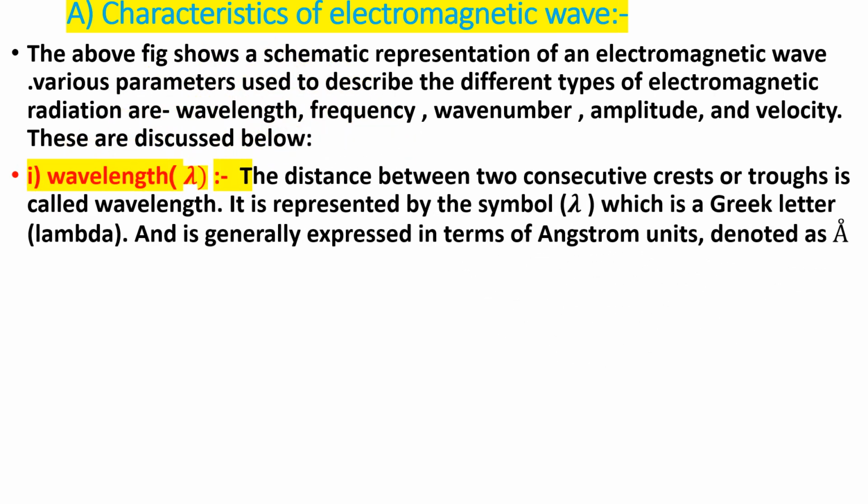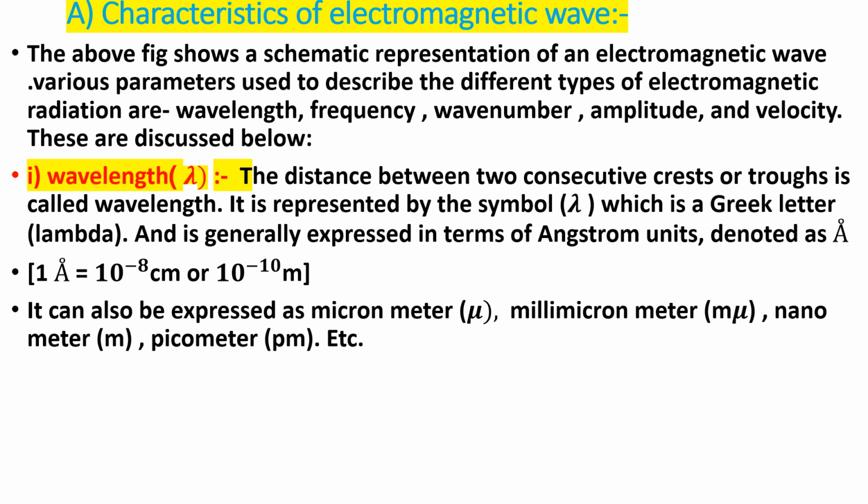First one, wavelength. The distance between two consecutive crests or troughs is called wavelength. It is represented by the symbol lambda, which is a Greek letter, and is generally expressed in terms of the angstrom unit, denoted by Å. 1 angstrom is equal to 10 raised to minus 8 centimeter or 10 raised to minus 10 meter.